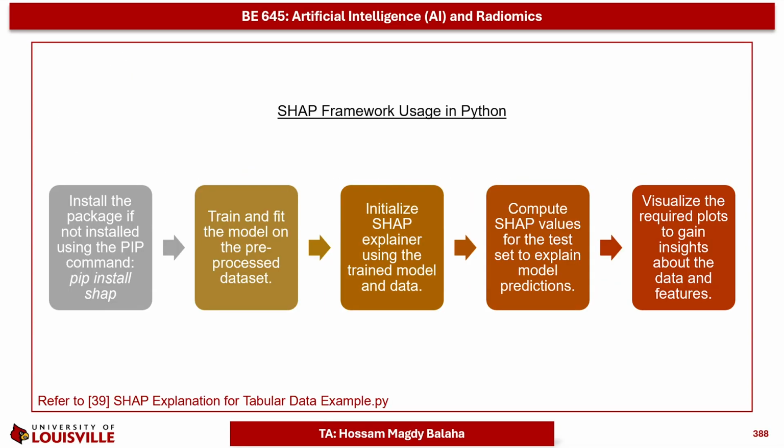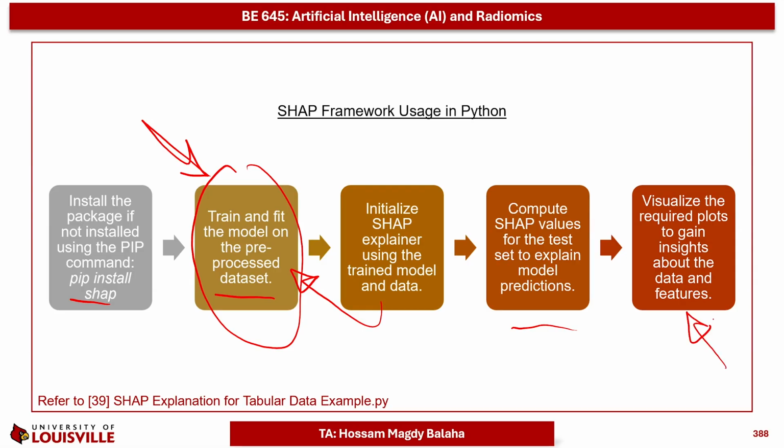To use the SHAP framework in Python, simply install the package using the pip command, pip install shap, then bring your fit model, or from the beginning you can train and fit the model on the preprocessed dataset. By all means, at this stage we need a trained model. Then initialize something called the SHAP explainer and apply that on the trained and fit model and the data. Then compute SHAP values for the test set to explain the model predictions, or your external dataset. And finally, visualize the required plots to gain insights about the data and the corresponding features.